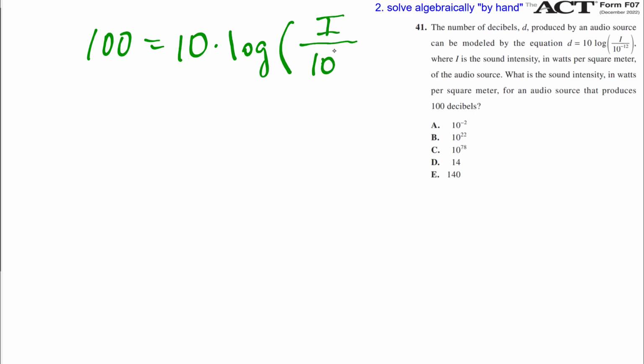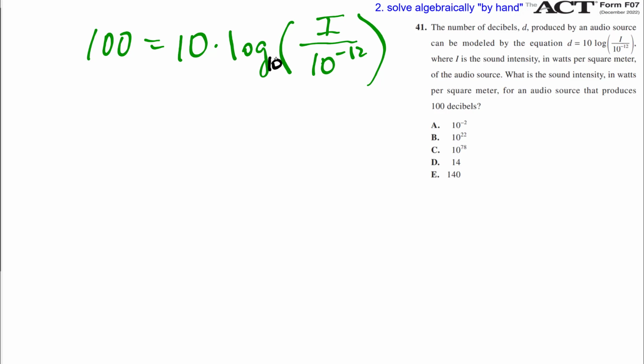The second way we'll do is the traditional way by hand using logarithm features. And so again, I'll have to substitute 100 in for D. And that's equal to 10 times the log, and this is to the base 10, of course, of the intensity divided by 10 to the negative 12th power. And I think I'm going to put in that base 10 here because that helps me do this.